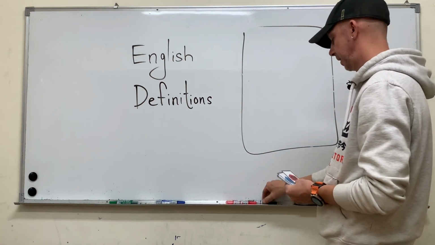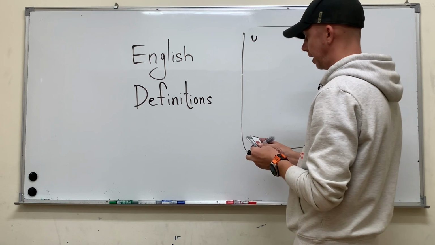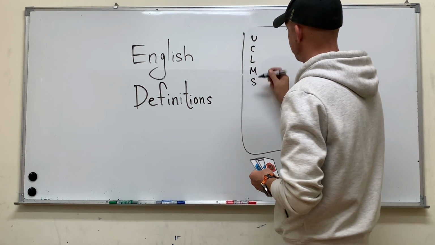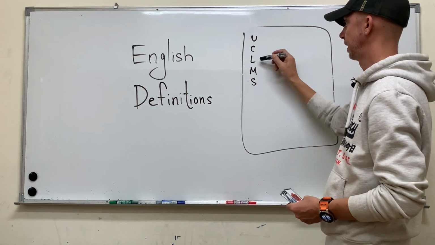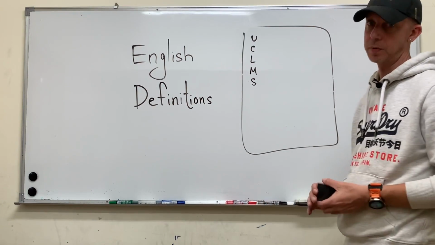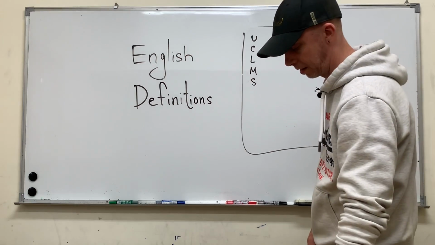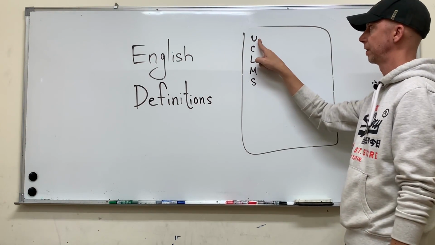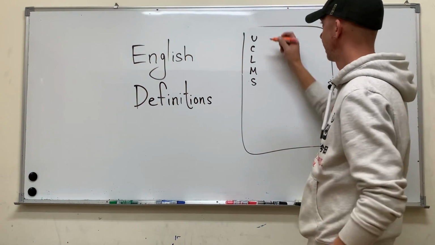So what do I have? I have the letter U, C, L, M, and S. So don't copy me. Use your cards to write down the letters that you have. Okay. Once you've done that, I want you to take some time and think of a word that you know that starts with this letter. So for example, I know umbrella. Okay?